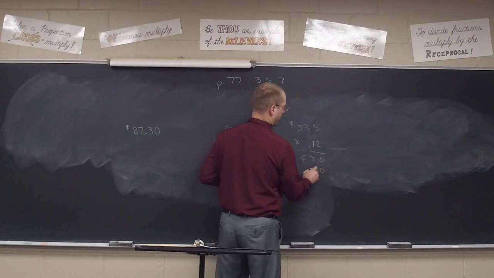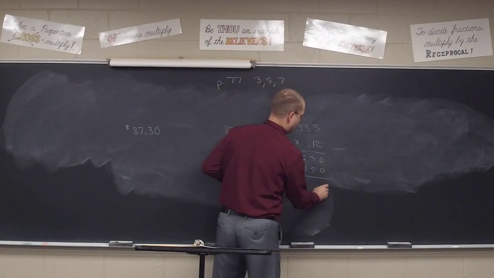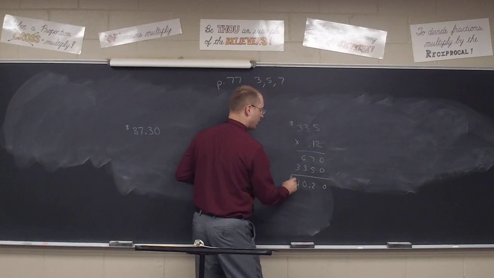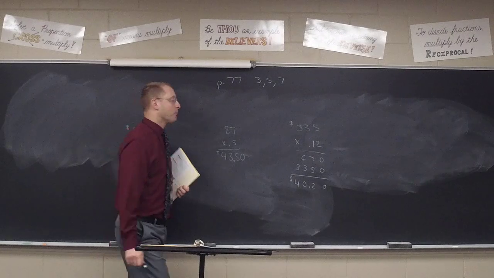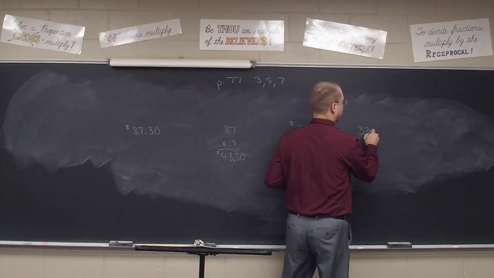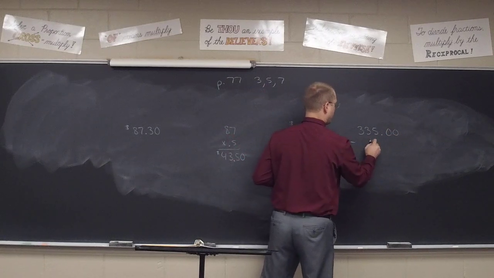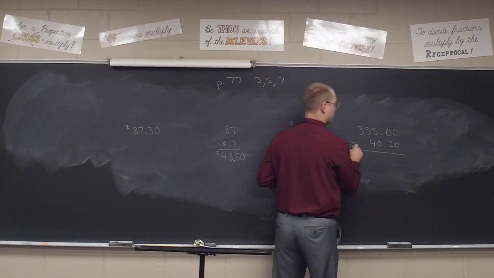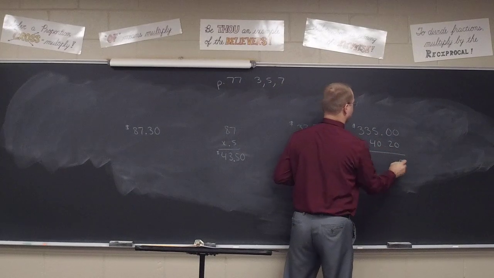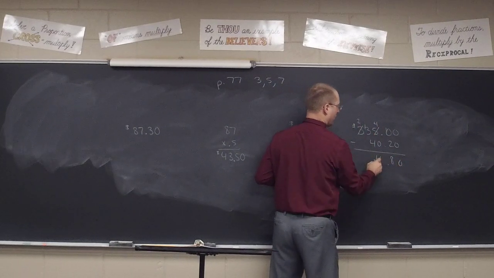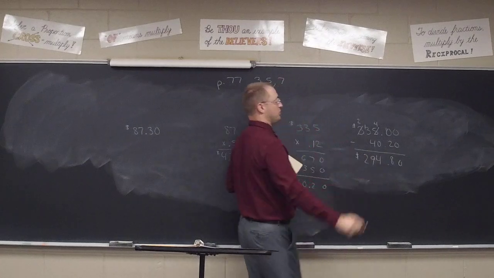Check your work on this and you should have gotten 2 decimal places, $40.20. But then we have to take the 335 and be careful. I've got to add a couple zeros to the back end of this so I can subtract the $40.20. 0 minus 0 is 0. Here I'm going to borrow. Get 8, 4, borrow. There's a 9, and there's the 2, and there's the $294.80.